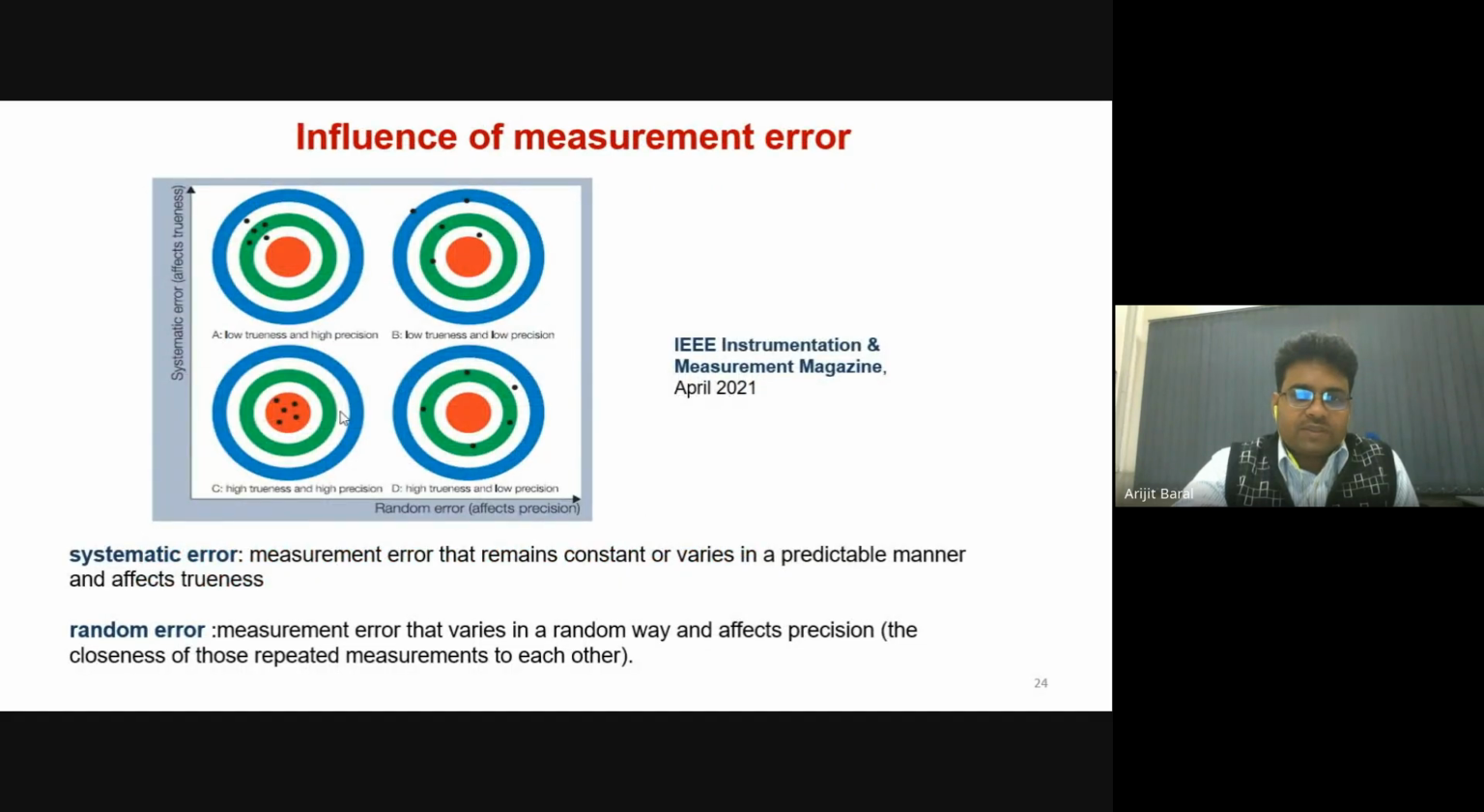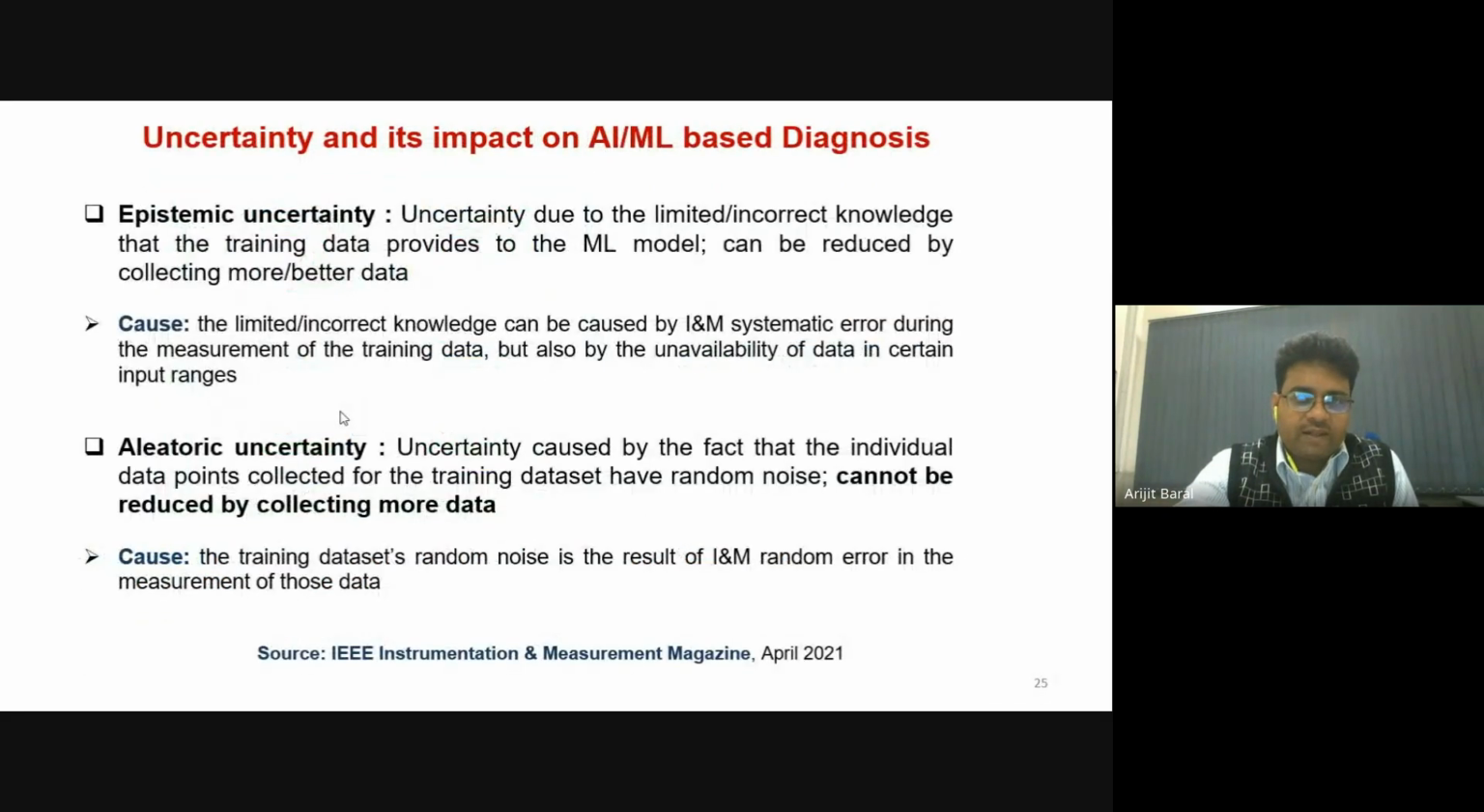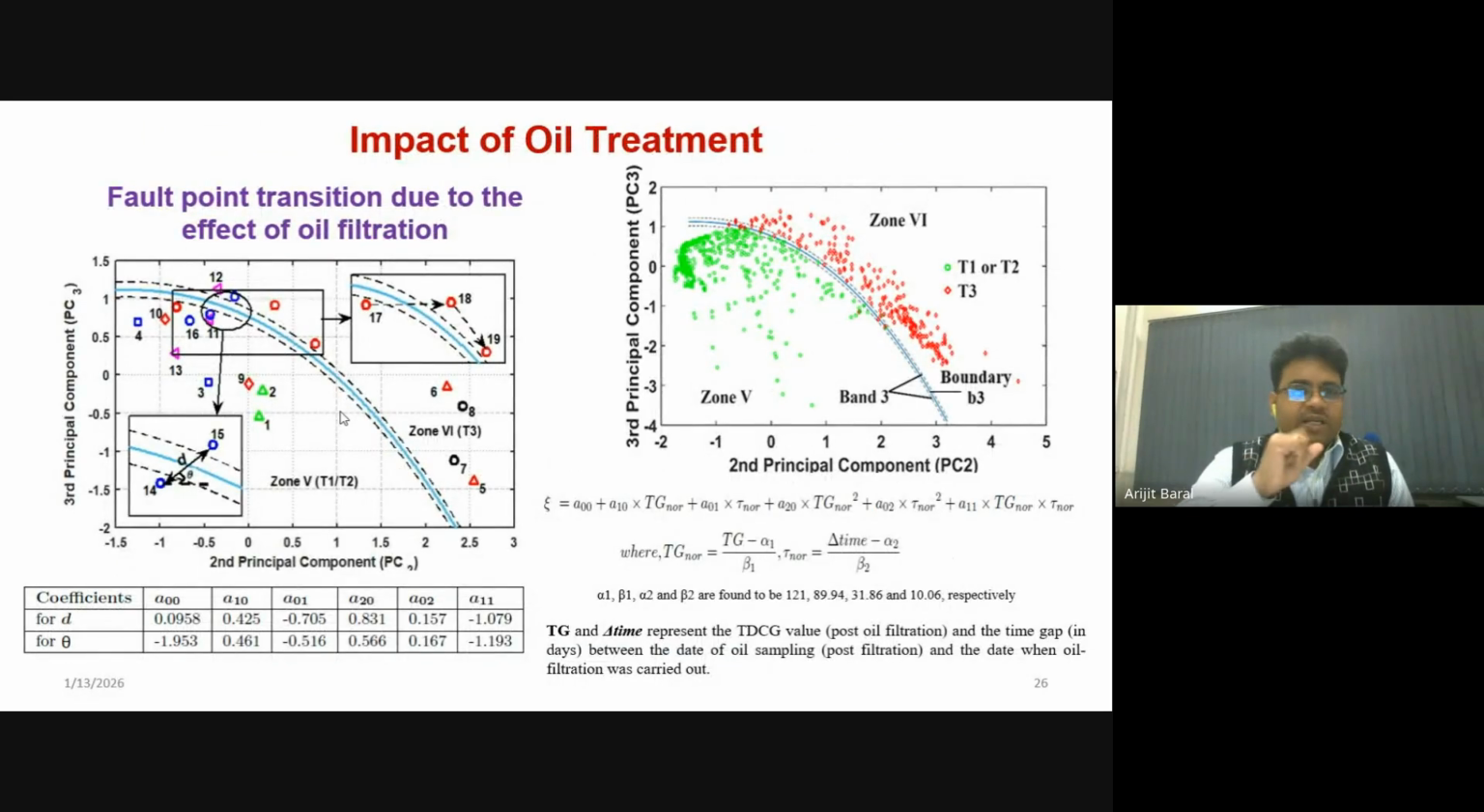So I will not be going into detail of this because this deals with machine learning. If you remember this fault, this was actually classifying the green dots were low energy and medium energy thermal fault. The red one was high energy thermal fault.